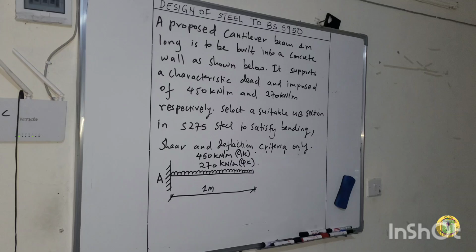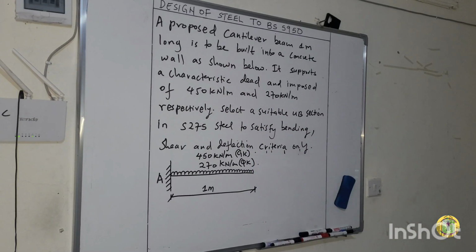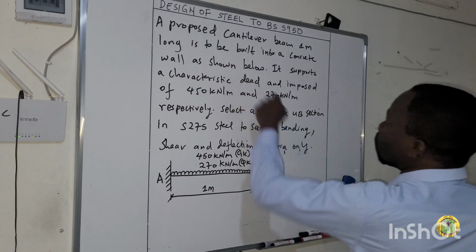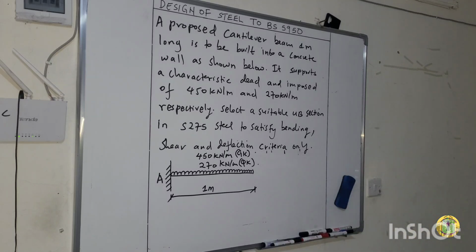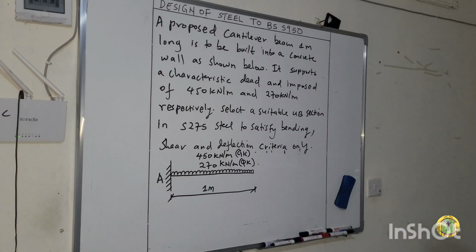So today I want to tackle example number 2, and the question is on the board. This is the design of steel to BS 5950. The question reads: a proposed cantilever beam 1 meter long is to be built into a concrete wall as shown below. It supports a characteristic dead and imposed load of 450 kilonewton per meter and 270 kilonewton per meter, respectively. Select a suitable universal beam section in S275 steel to satisfy bending, shear, and deflection criteria only.